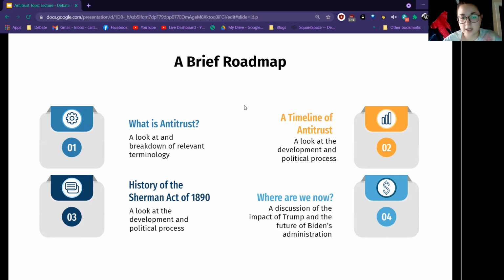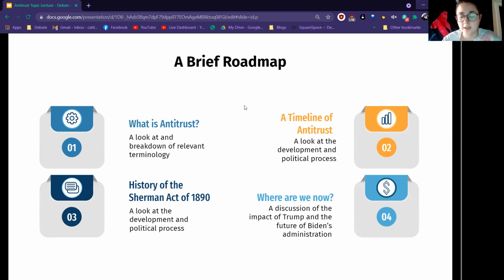And then third, we will talk about the history of the Sherman Act of 1890, which, in my mind, is considered the foundational law of antitrust in the United States, as well as what spurred and is the foundation for future iterations of different antitrust laws.